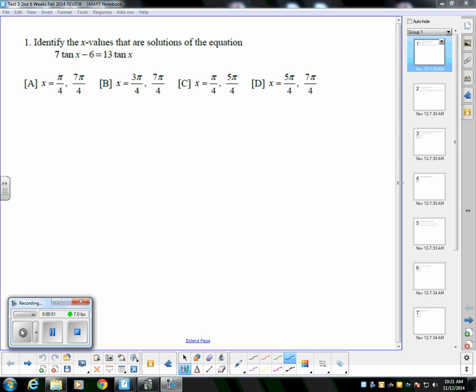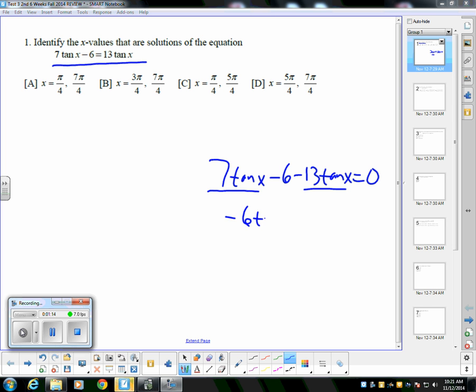First thing, if I have the equation right here and I'm going to do it by hand, I want to set it equal to 0, don't I? So I'm going to have 7 times the tangent of x minus 6 minus 13 tangent of x is equal to 0. I have like terms, 7 tangent of x and negative 13 tangent of x. I combine those together, I get negative 6 tangent of x minus 6 is equal to 0. Do the algebra here, I have the tangent of x is equal to negative 1. If you don't believe me, add 6 to both sides and divide by negative 6. 6 divided by negative 6 is negative 1.